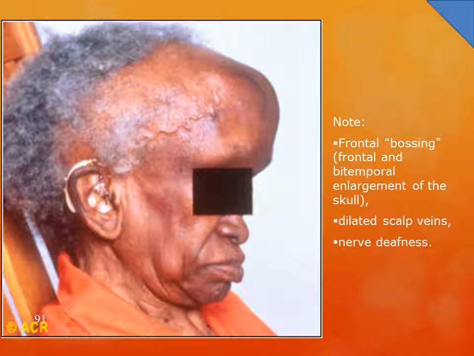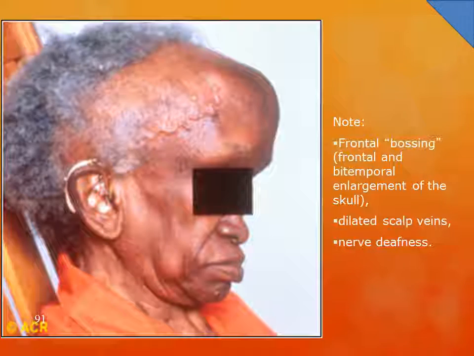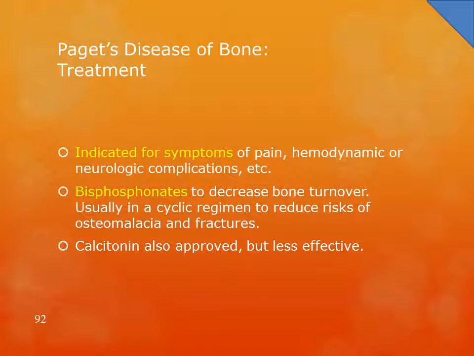So again, here with this gentleman, you see the frontal bossing. You see some dilated scalp veins and nerve deafness. So how do we treat Paget's? We treat only if they're having significant pain, hemodynamic or neurologic compromise. We use bisphosphonates because they decrease bone turnover. Usually we'll do a cyclic regimen.